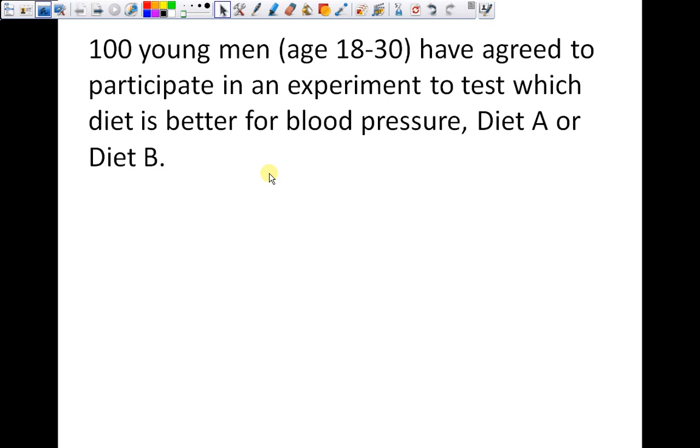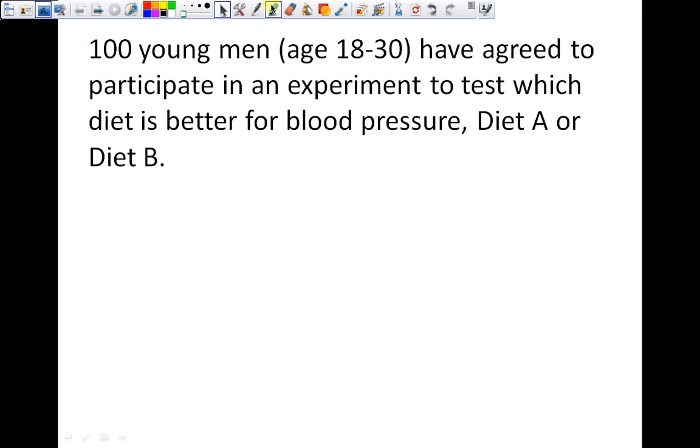The difference is, in an experiment, you have a treatment that the testers are actually imposing on the subjects. In observational studies, you're just observing what's already going on. So in this case, we're working with experiments. Our example says 100 young men aged between 18 and 30 have agreed to participate in an experiment to test which diet is better for blood pressure, diet A or diet B.